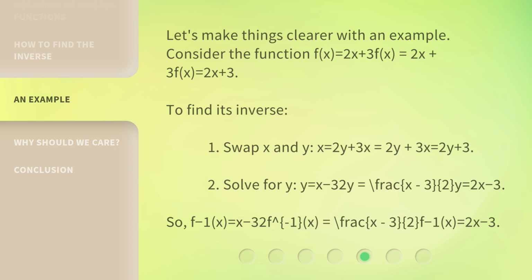2. Solve for y. y = (x - 3)/2. So, f^(-1)(x) = (x - 3)/2.